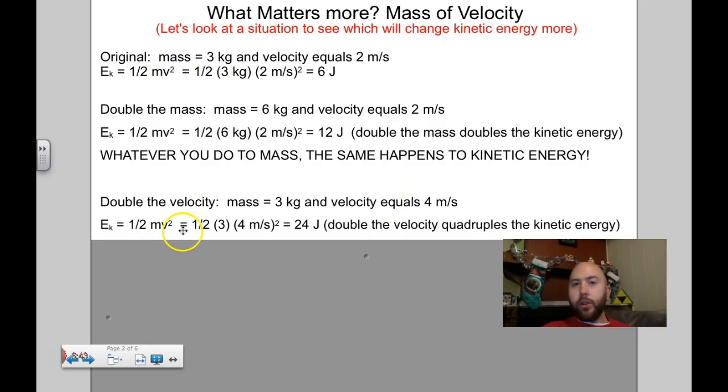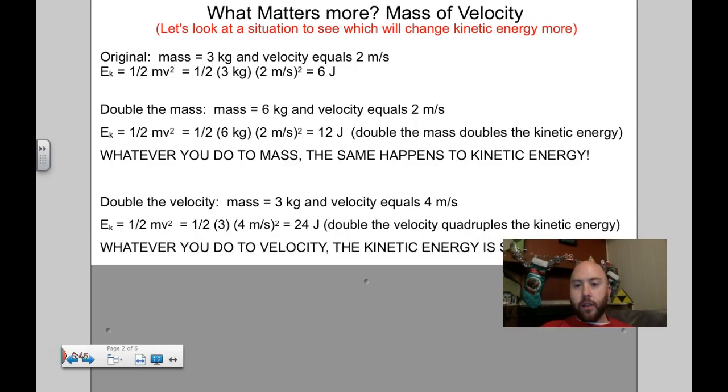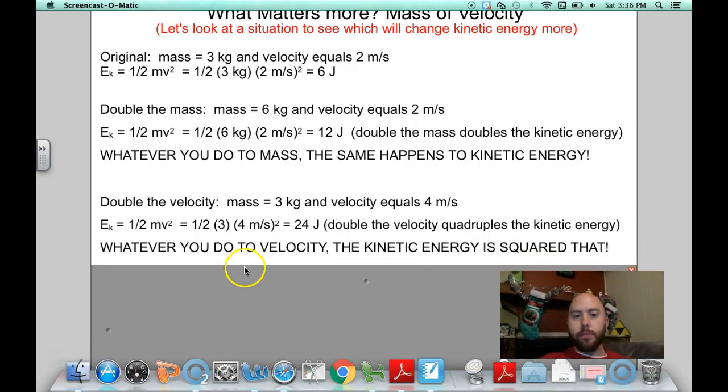Whatever you do to velocity, the kinetic energy is squared that. So double squared, it's 2 times 2, that's 4. It would be 4 times bigger. What if I tripled the velocity? Well, what's triple squared? What's 3 squared? Good, it's 9 times bigger.